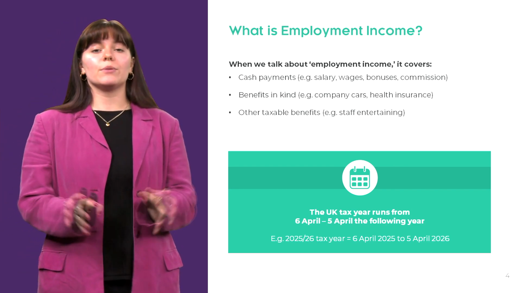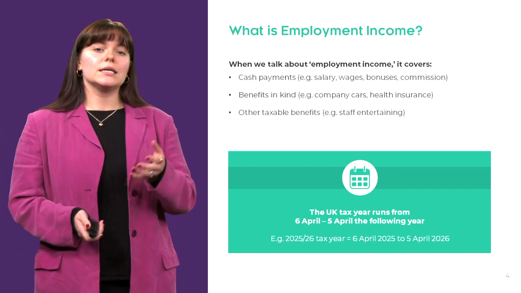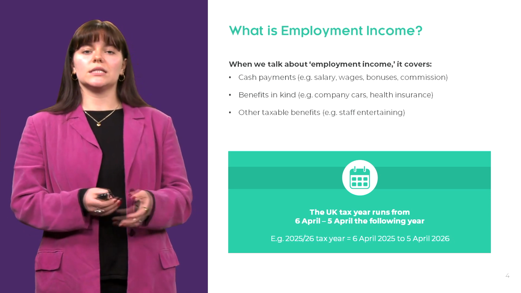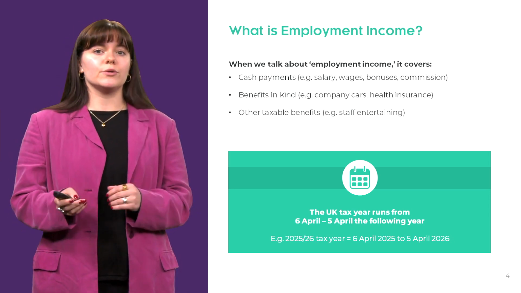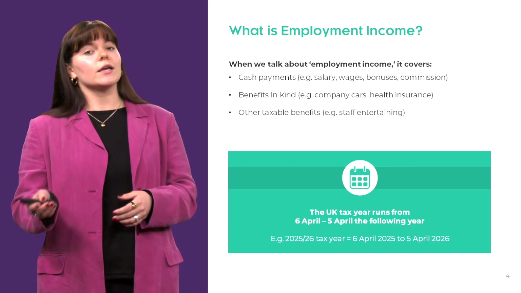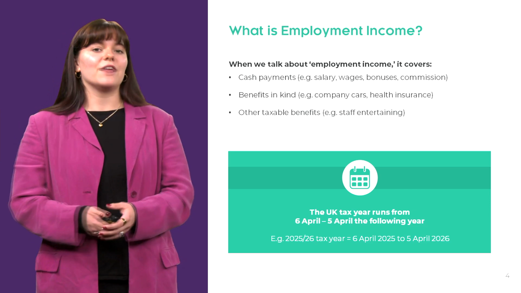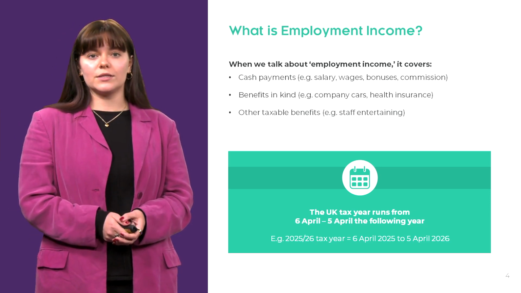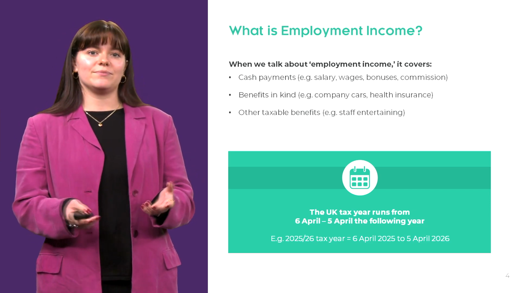When we talk about employment income, it covers cash payments, so this includes things like salary, wages, bonuses, and commission. Any benefits in kind, for example, company car or health insurance. And finally, any other taxable benefits, for example, staff entertaining.